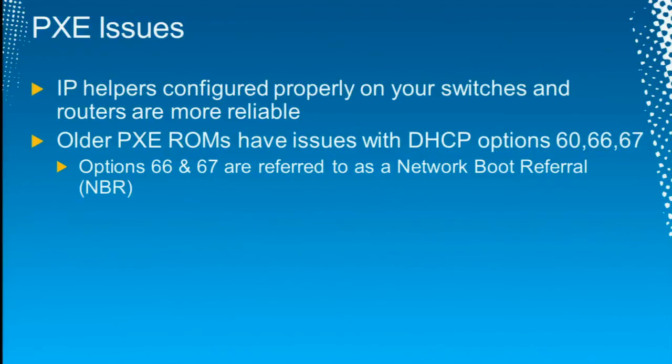So, some PXE issues. IP helpers, we talked about that. They need to be configured properly on your switches and routers. Older machines with older PXE ROMs can have issues with setting DHCP options. They don't read them properly. So that's where you'd want to make sure that you're using IP helpers instead of that. And those are configured properly to forward the broadcast information to the proper servers.